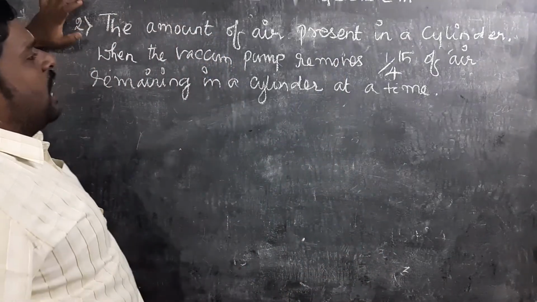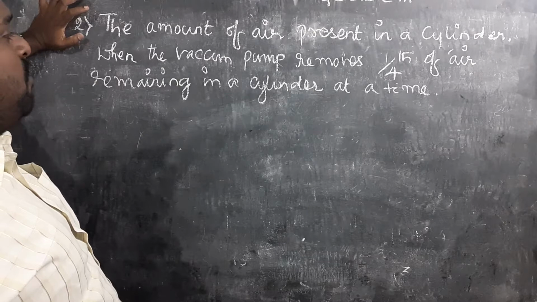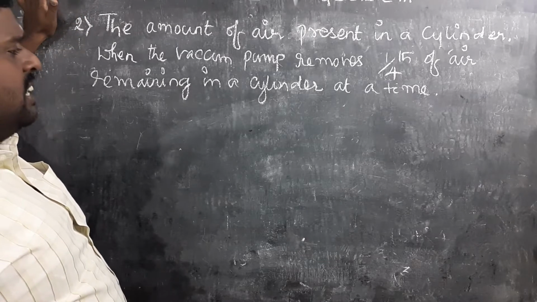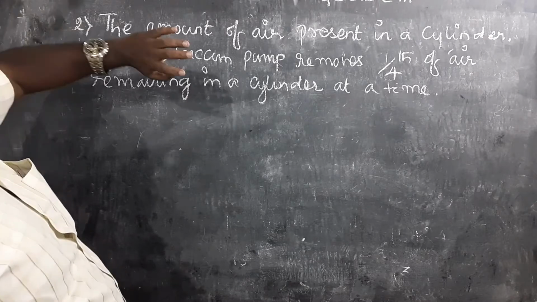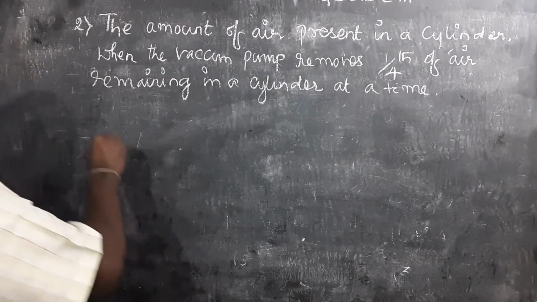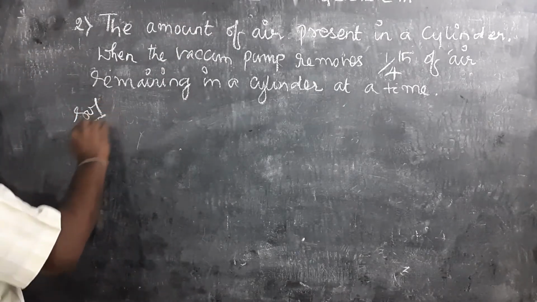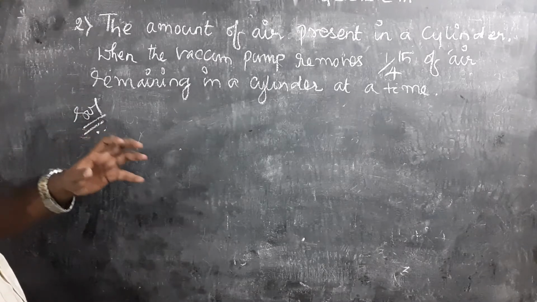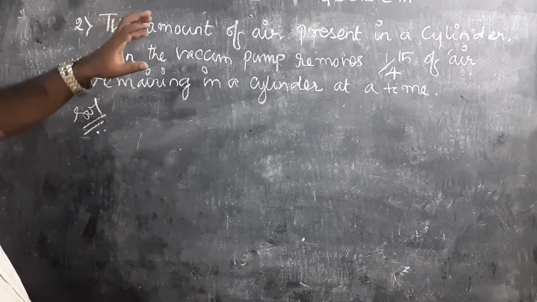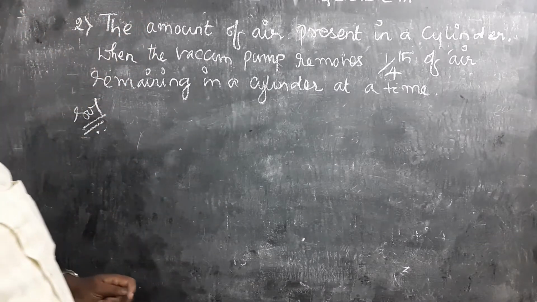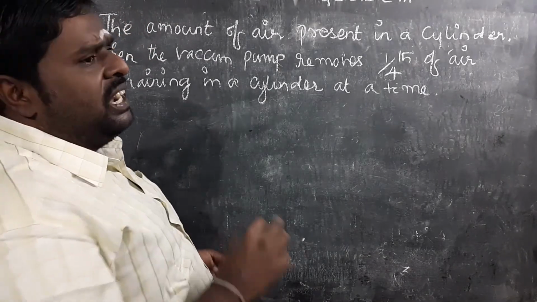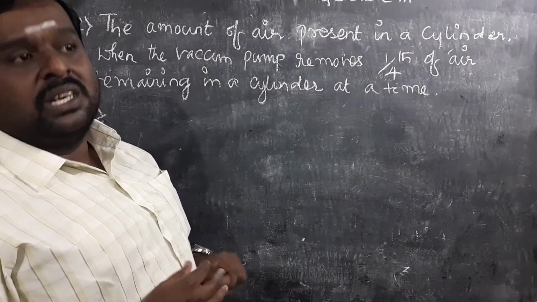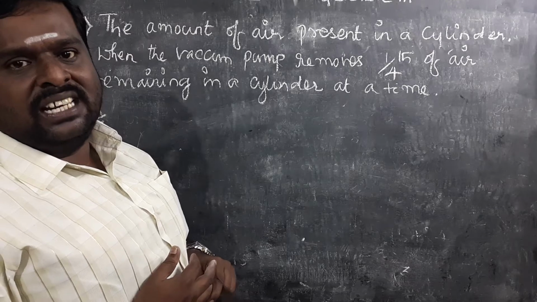So, the amount of air present in a cylinder when the vacuum pump removes 1/4 of the air remaining in a cylinder at a time. To find whether it's an AP or not is very simple. Here they're talking about removing air from a cylinder. Definitely, a cylinder is filled in volumes. So it is filled in liters.